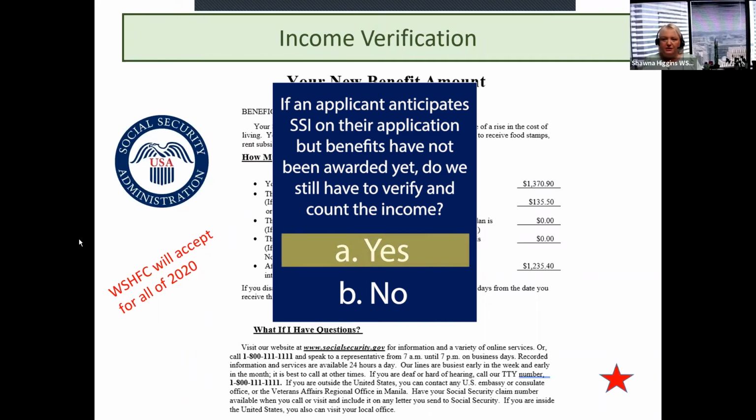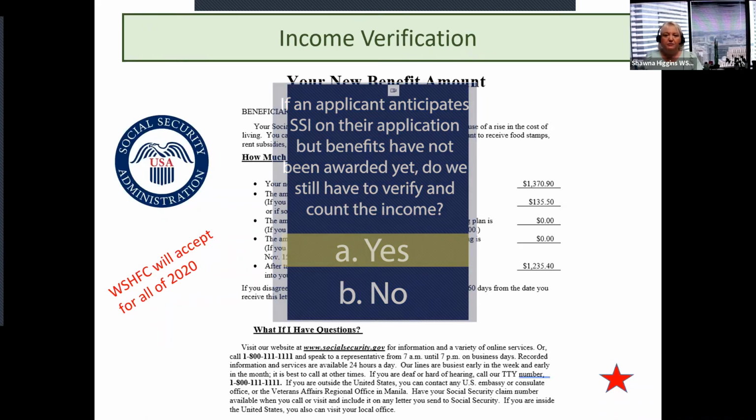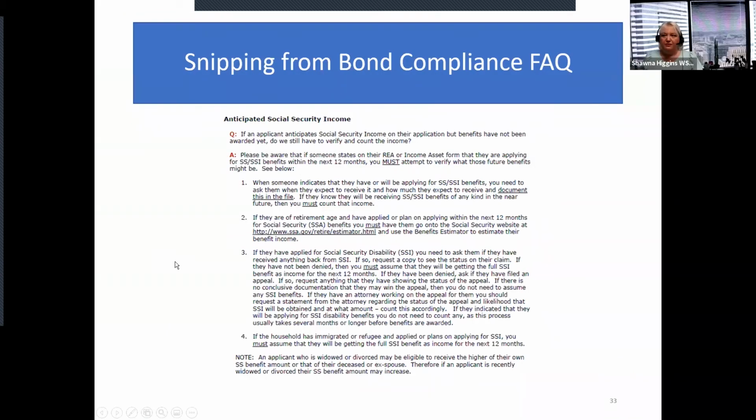It looks like everyone answered yes, and so that is the correct answer. So please be aware that if someone states on their REA or income assets that they are applying for Social Security SSI benefits within the next 12 months, you must attempt to verify what those future benefits might be. This is in the FAQs, a snipping from the bond compliance frequently asked questions. So as you can see, there's quite the answers.